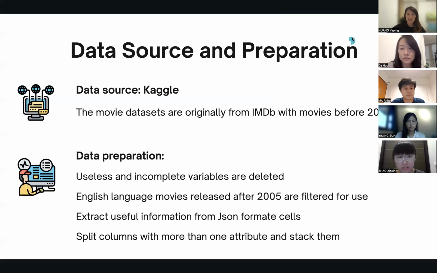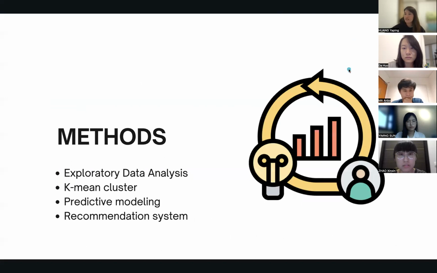Some of the data is in the form of JSON, for example, the movie crew, directors, and movie runner. We have extracted useful data for our analysis. For certain columns with more attributes, we have split the column and stacked them. I'll stop here and Xinxin will take over on EDA.